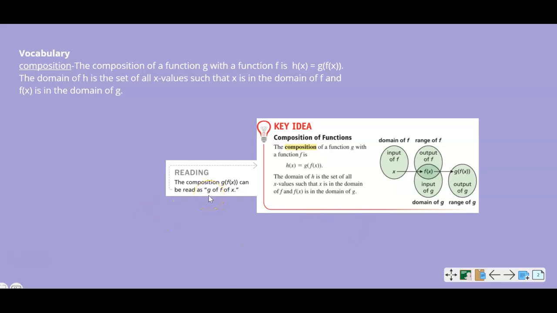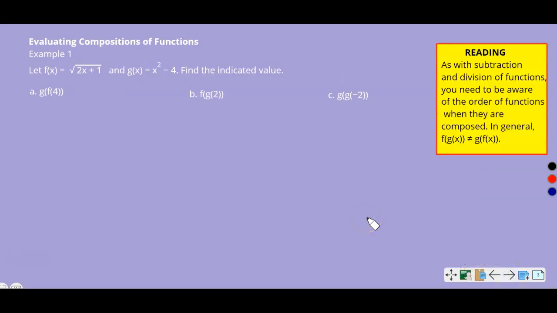Again, composition of functions, this is read g of f of x. So g of f of x. This probably sounds a lot more confusing than it actually is. Once we look at a couple examples, hopefully you'll see that it's not too bad.